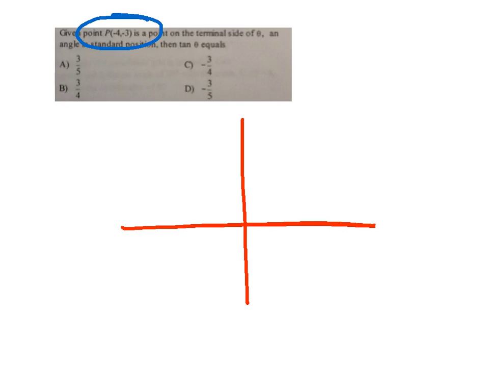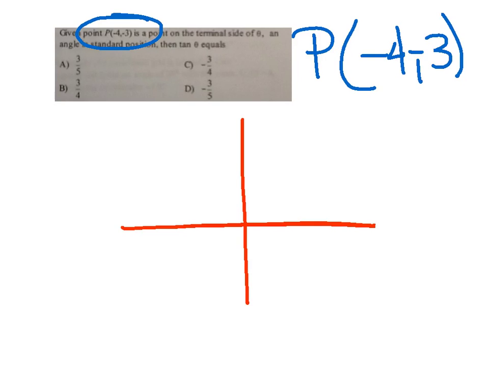Basically, you're just going to plot the point they give you. So they give you -4, -3. All right, so you're going to start at the origin, go -4, label it, then go -3, label it, and we have a right triangle. Notice that right angle's on the x-axis, kind of looks like our bow tie. And let's go ahead and figure out what our hypotenuse is.